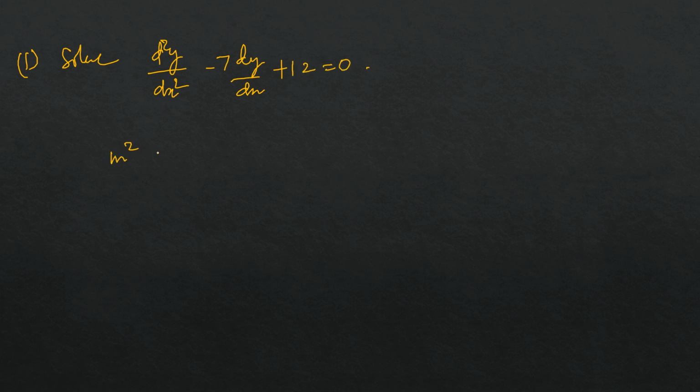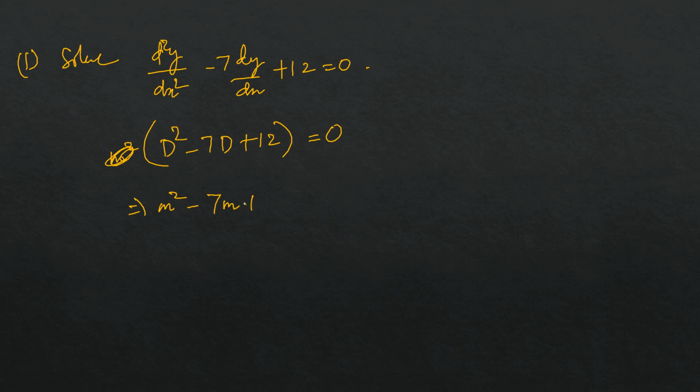So solve d square y by dx square minus 7 dy by dx plus 12y is equal to 0. So how to solve it? In place of dy by dx, you will put m. We can write it as D square minus 7D plus 12 is equal to 0. It can be written as m square minus 7m plus 12 is equal to 0.